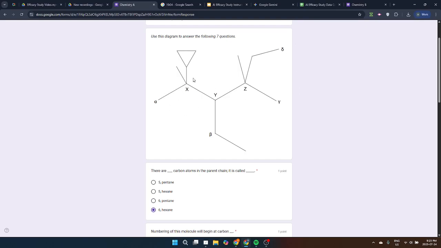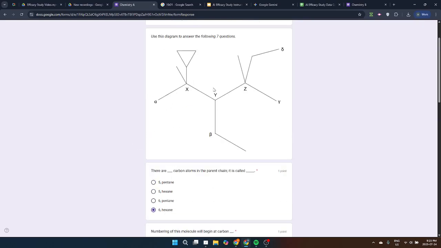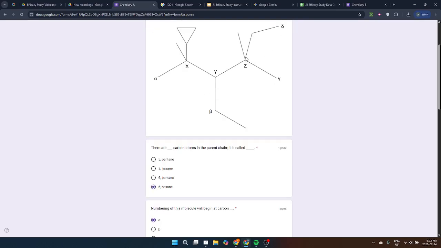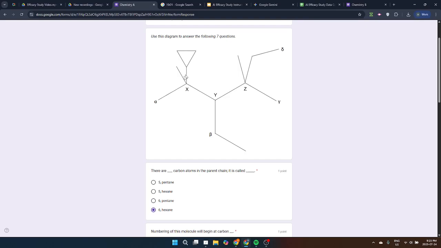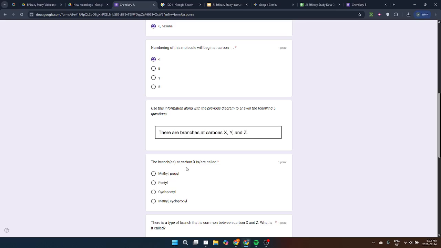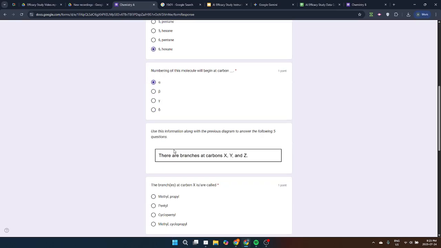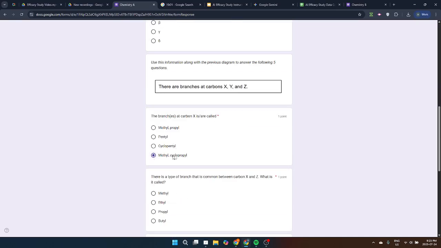Yeah, okay. This is going to be alpha, because this is 2 versus 3 here. 1, 2, 3 versus 1, 2. So it's going to be on X. Branches on carbon X are called cyclopropyl and methyl. That seems right, yeah.